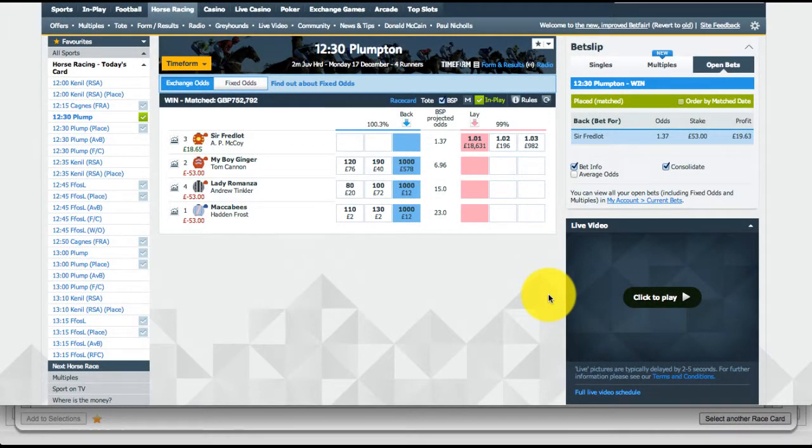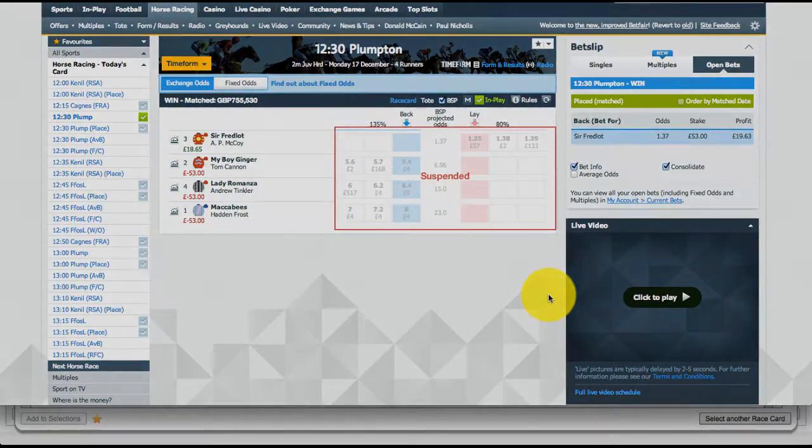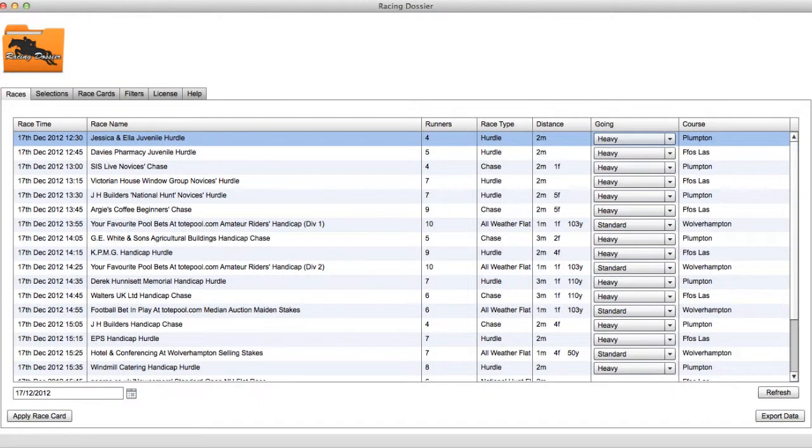Okay, and there you are. You can now see that our selection, Sir Fredlot, won that race, which is great news, and that gives us back a profit of £18.65. Okay, so the last race had quite low odds, so let's take a look at another one.